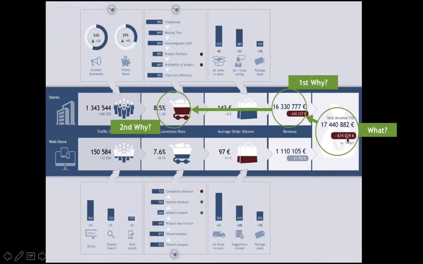Our what was revenue. Our first why was where the revenue was down. Our second why was across the key metrics that support this business, which on this occasion was conversion. And our third why is looking at the measures that they measure from consumer data, which on this occasion was product portfolio and the availability of product. For some within the organisation, the first, the second, and the third why might be all they need to know.